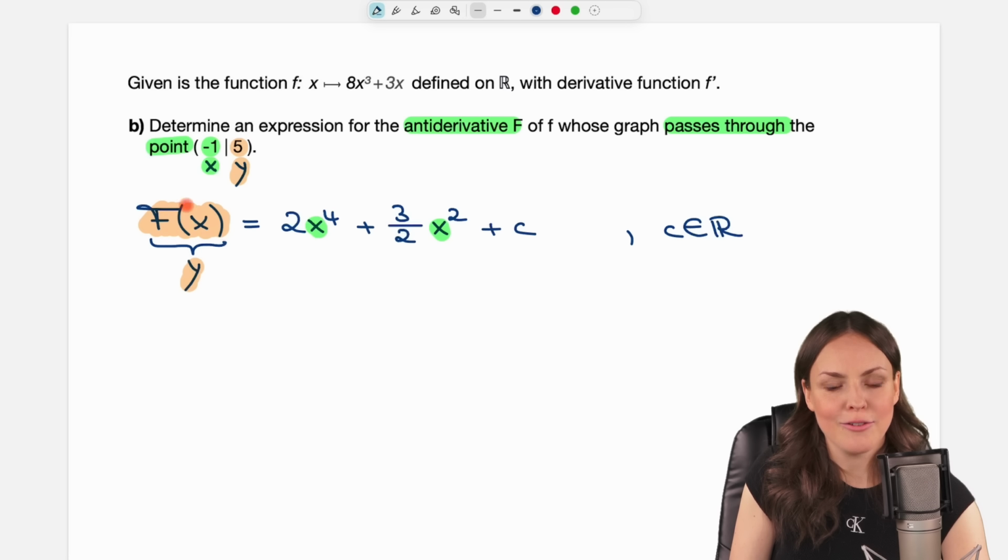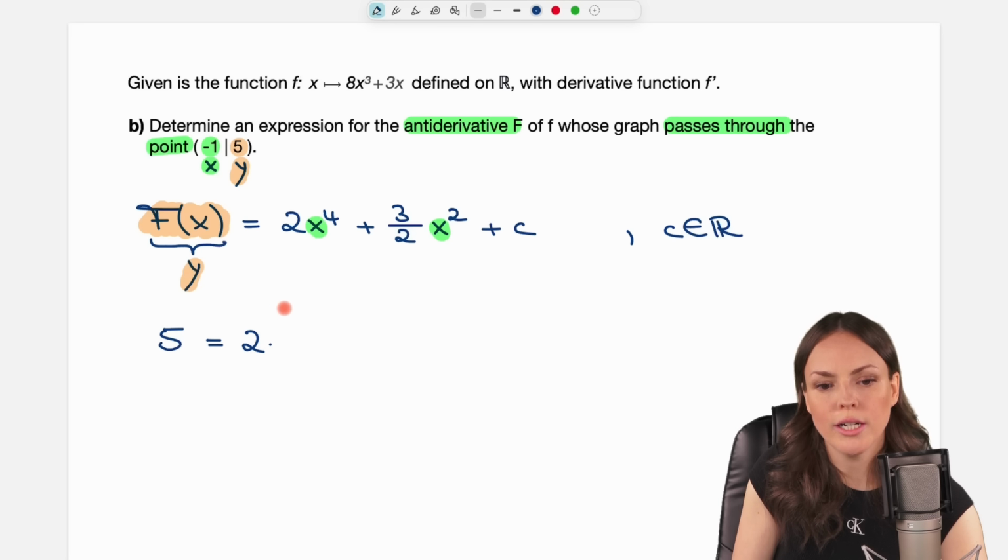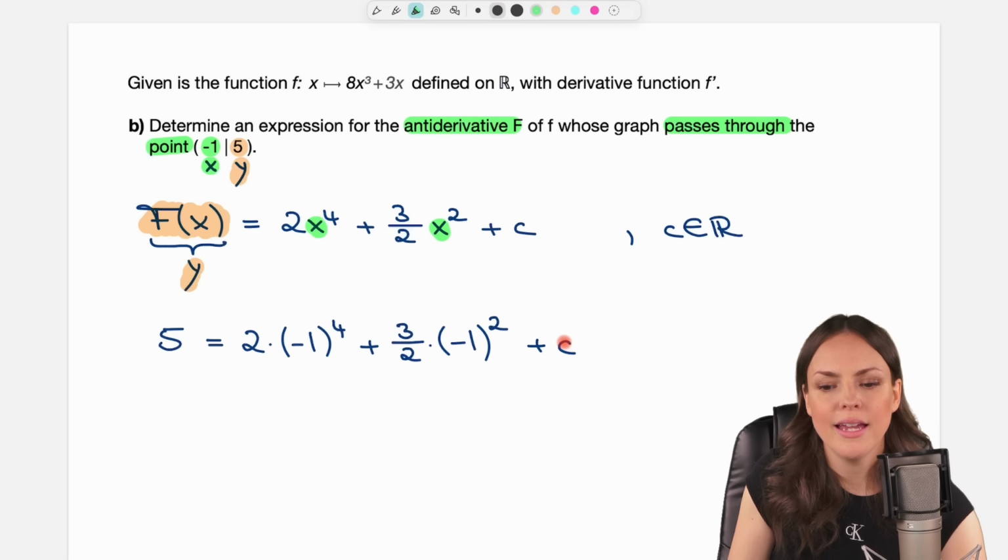So instead of my y here, I'm going to insert 5. Then on the other side, I have 2 times, instead of my x, I insert -1, so in parentheses to the power of 4, plus 3 over 2 times, instead of my x, I insert -1 to the power of 2, and then plus c. And now we only have to solve for c.